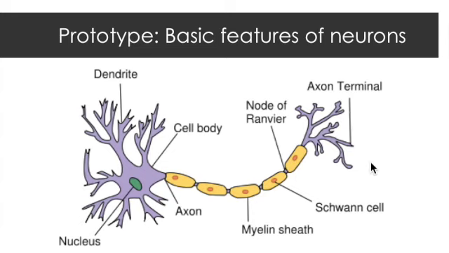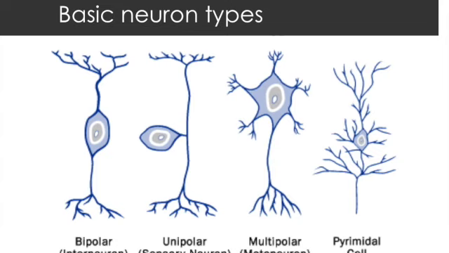But when you think about how the prototype actually translates into the 10 to the 12 neurons that you have, in reality, there are actually many basic neuron types, right? So there are some neurons, such as the bipolar neurons that are in the retina. They can have quite a bipolar distribution, right, of the dendrites and axons. And then you can also have unipolar neurons that just have a single structure, a single length between the dendrites and the axons, right?